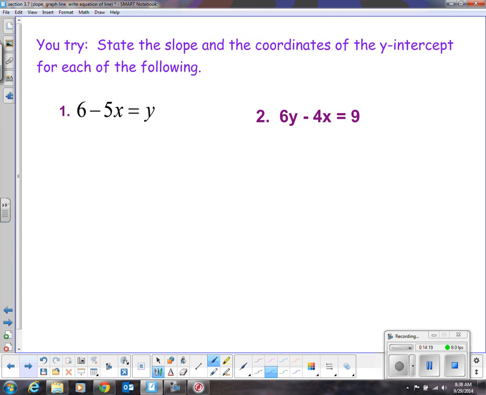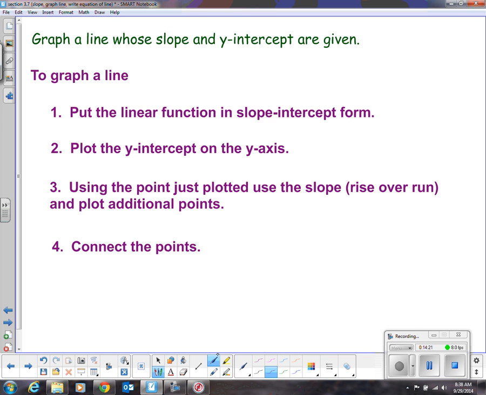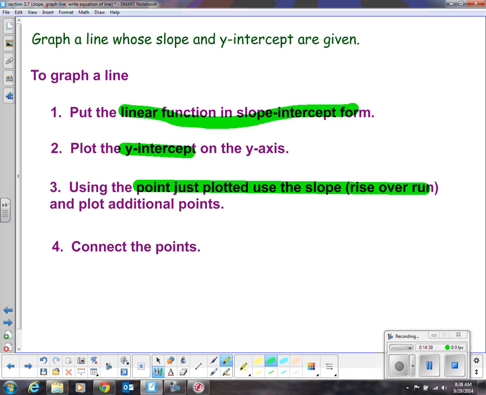So now the expectation is that we can graph a line. If it's not that way, you have to put the function in slope-intercept form. Then you plot the y-intercept on the y-axis. And then using the point just plotted, you're going to use the slope with rise over run and plot additional points. Now, normally I'd say one additional point is enough. I'm going to want 4 points. And the reason why I'm asking for 4 points is for our reflection piece in the next unit.